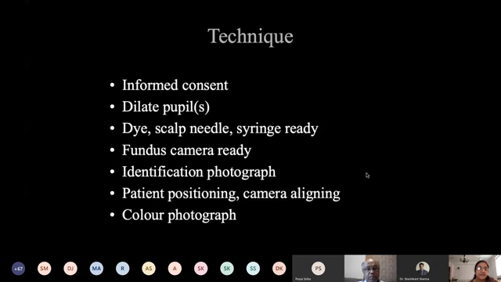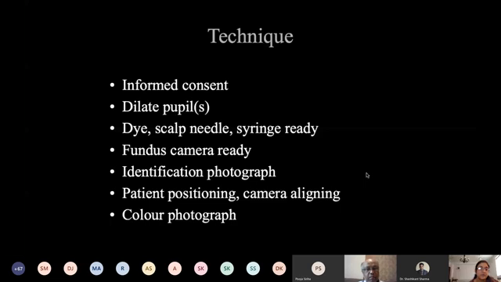You have to also check that the pupils are well dilated. You must have all these things in place: the vial of the dye, the scalp needle, the syringes ready. Your fundus camera should be ready. You should have already clicked your photographs, like the red free filter photograph and the color fundus photograph, and only then should you say, okay, everything is working fine and I can plunge into doing a fundus fluorescein angiography.